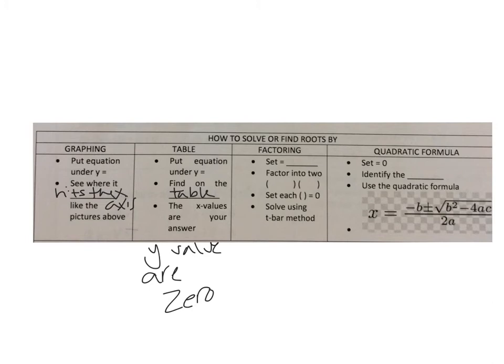How to solve by factoring. Set equal to 0. Factor into your 2 parentheses. Set each parentheses to 0. Solve using T-bar method and tee it up.